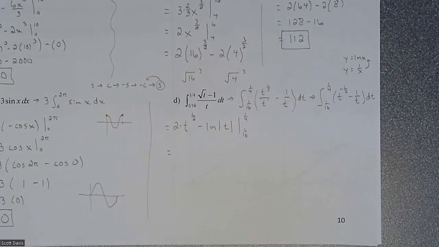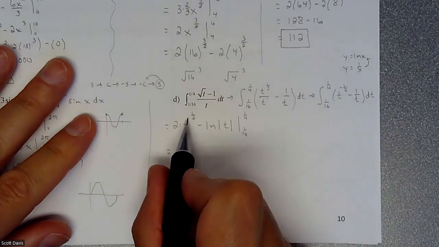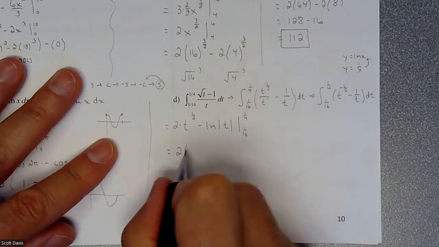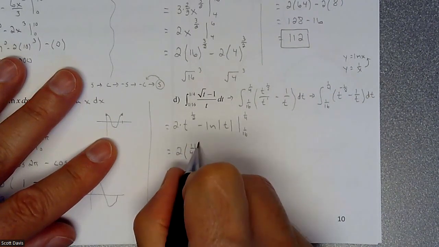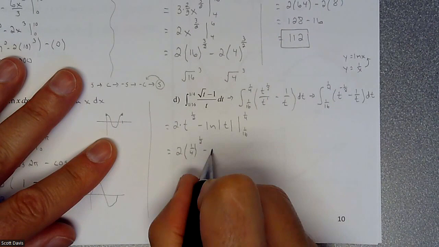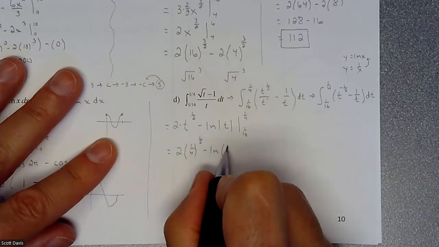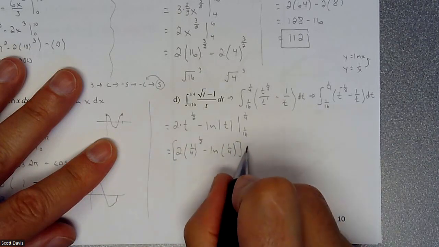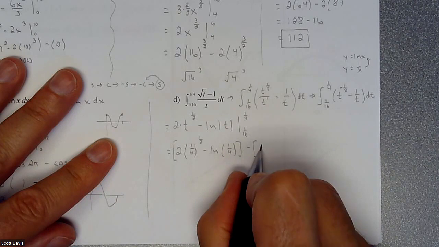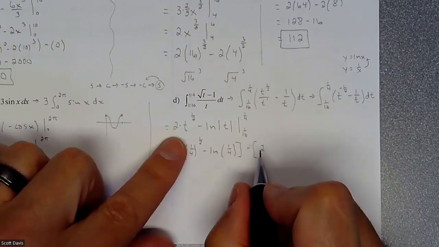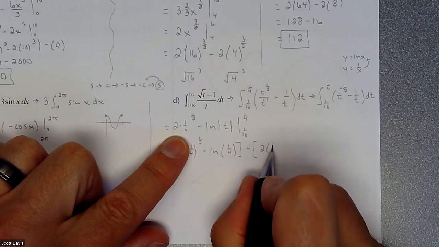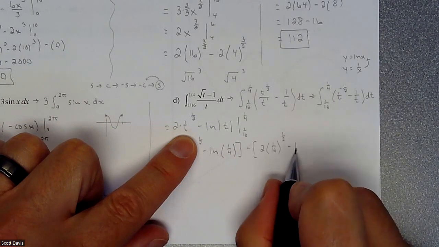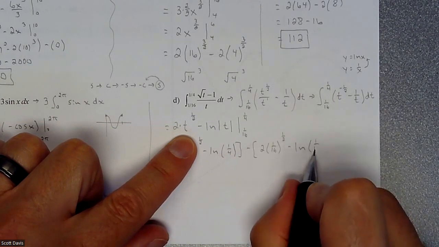All right, so let's start to do the math of this. I know that I have a square root. We're going to do 2 times the square root of 1/4, minus the natural log of 1/4. So we're going to find the area of that minus 2 times the square root of 1/16, minus the natural log of 1/16.